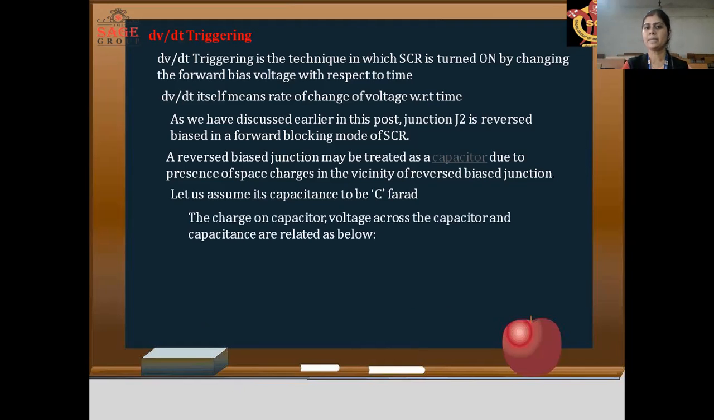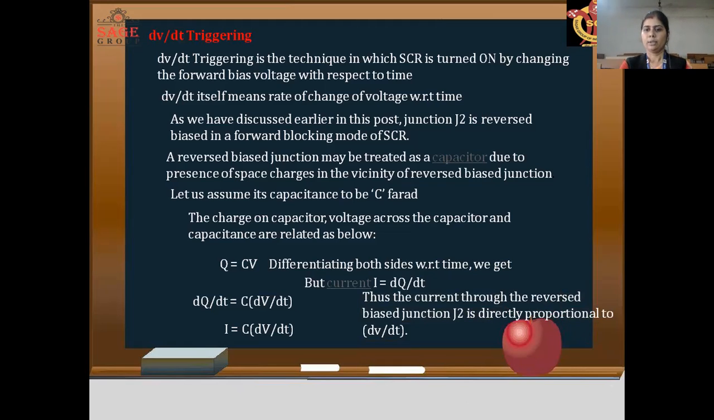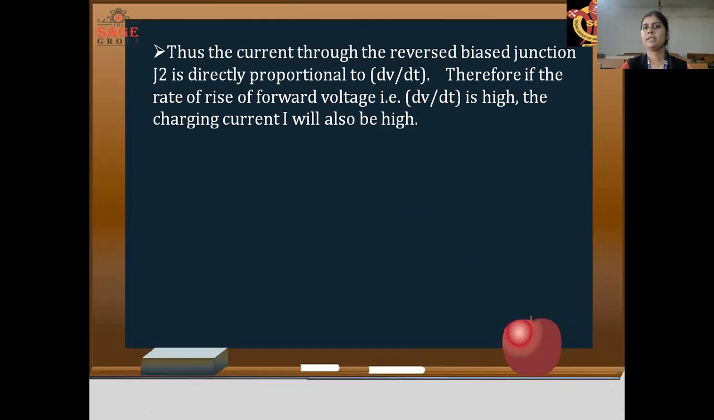The charge on the capacitor, the voltage across the capacitor and the capacitance are related as below. We know Q is equal to CV. Now differentiate both sides with respect to time. We get dQ by dt is equal to C dV by dt. Now we know I is equal to dQ by dt. Then replacing dQ by dt by I, the capacitive current is I equal to C dV by dt. It means that the current through the reverse bias junction J2 is directly proportional to dV by dt.